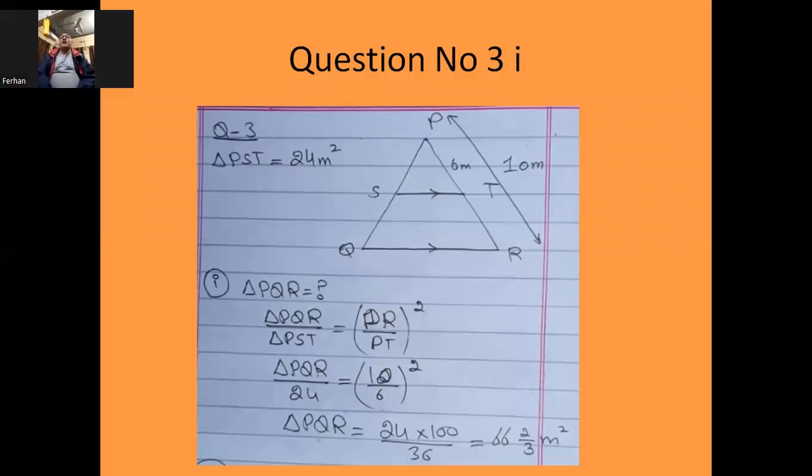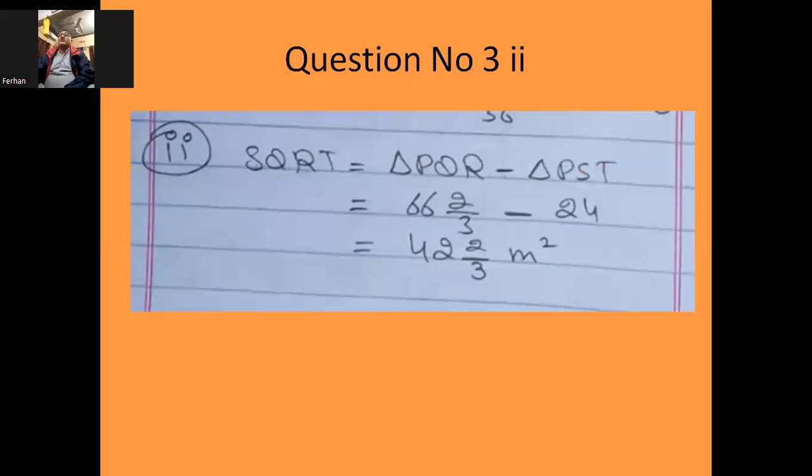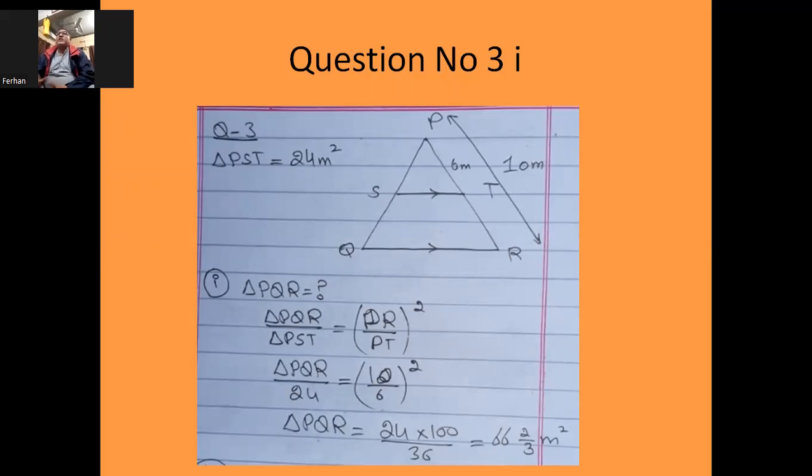The area of the PQR divided by the triangle PST will be the PR by PT whole square. So the triangle PQR divided by 24, the PST small triangle's area is 24, will be equal to the bracket 10 divided by 6 bracket close whole square. So the triangle PQR will be equal to 24 multiplied by 100 divided by 36, and that will be 66 2 by 3 meter square. That is the first part of question number 3.